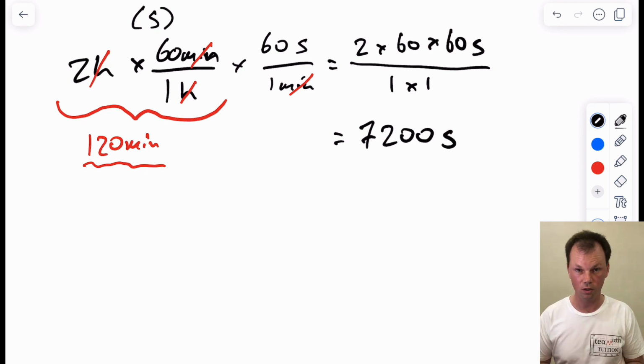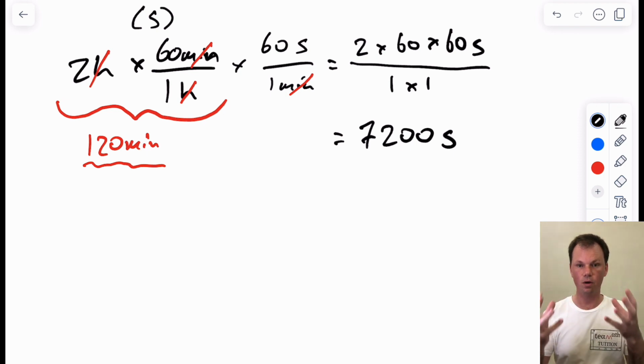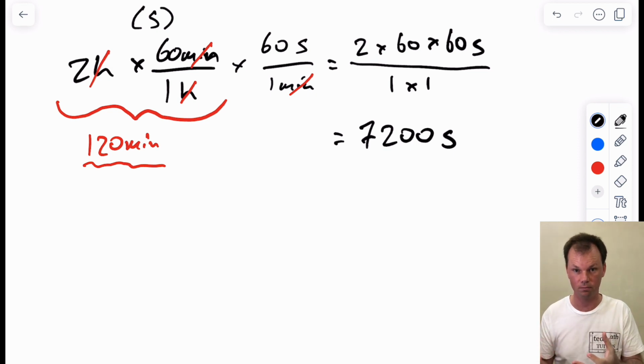So that's unit conversions. We're using our value of 1 to convert from one format to another without changing the actual value of that original thing.